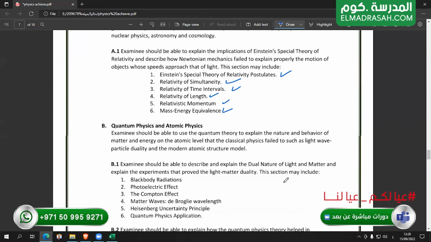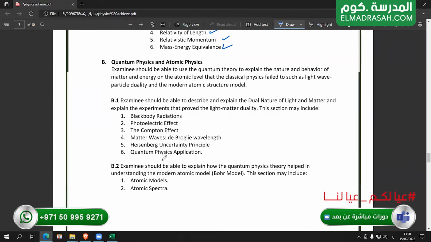In the quantum physics realm and atomic physics, we will study black body radiation, the photoelectric effect, the Compton effect, matter waves, de Broglie wavelengths, the Heisenberg uncertainty principle, quantum physics, and applications. And we will apply this to understand the atomic models and the atomic spectra.